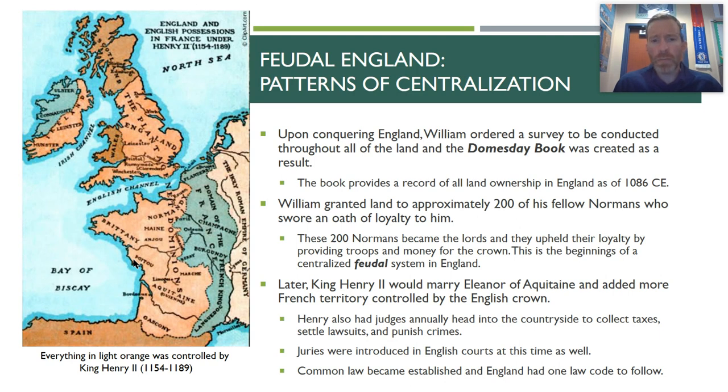He's going to start to exert more control over local regions, so he's going to be able to collect taxes, help settle lawsuits in various regions of his country, punish crimes. This time is when juries start to emerge in English courts, and something gets established that's called common law, which is just basically we have one law system in common, and that's going to be the law of the land throughout all of England.